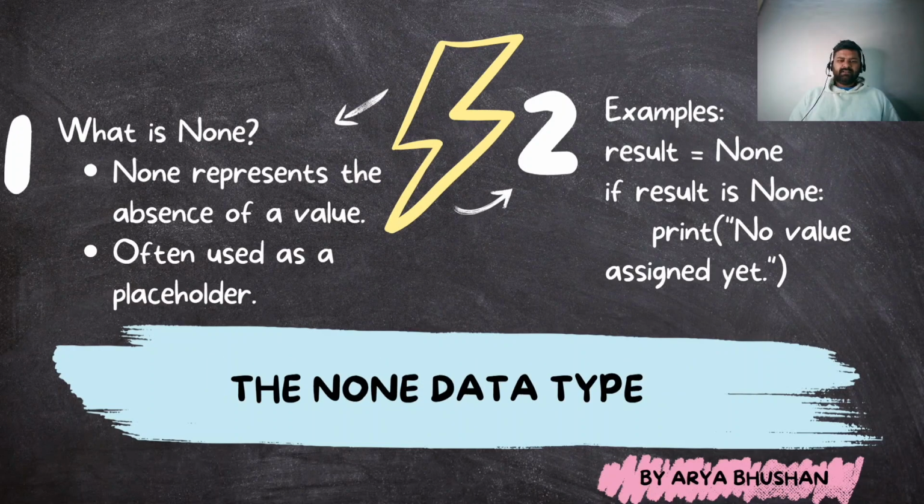Okay, as we discussed earlier, None represents the absence of a value. It is not equivalent to false, an empty string, or zero. Functions that don't explicitly return anything tend to return None. We will discuss the examples of None in our demo section more.